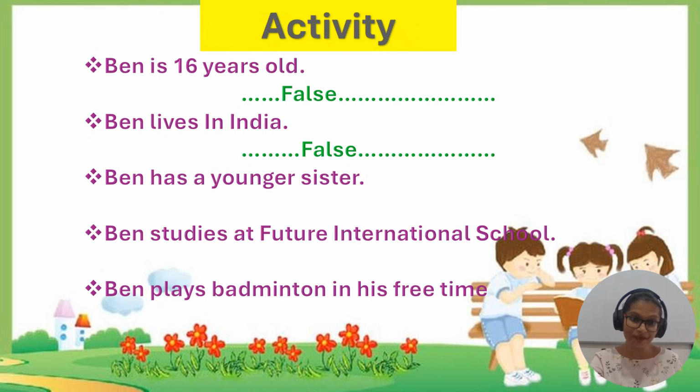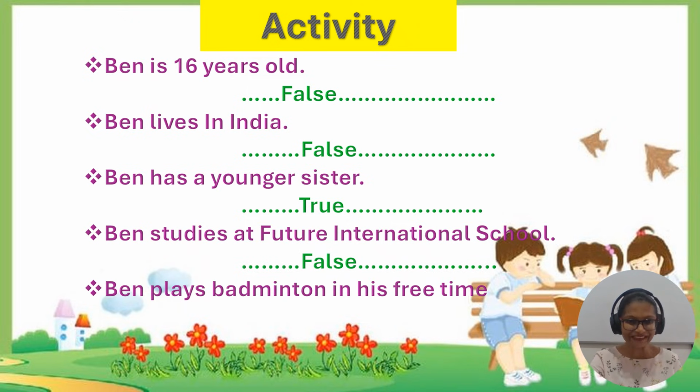Third statement, Ben has a younger sister. Yes, he mentioned that he lives in Sri Lanka with his parents and his younger sister. So that is true. Next statement is Ben studies at Future International School. I think you can remember that is not correct. He mentioned that he studies at Vijay College, Goa. So that statement is false.